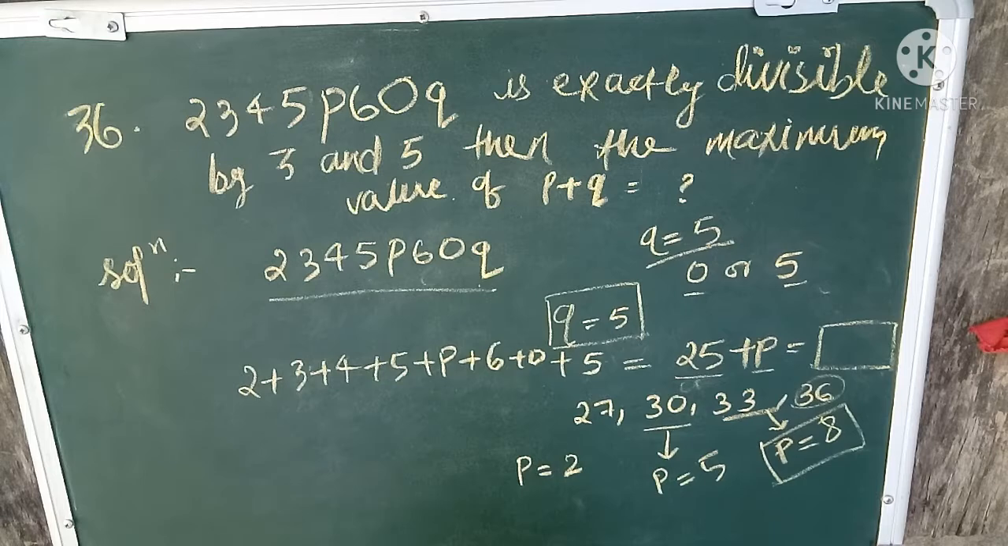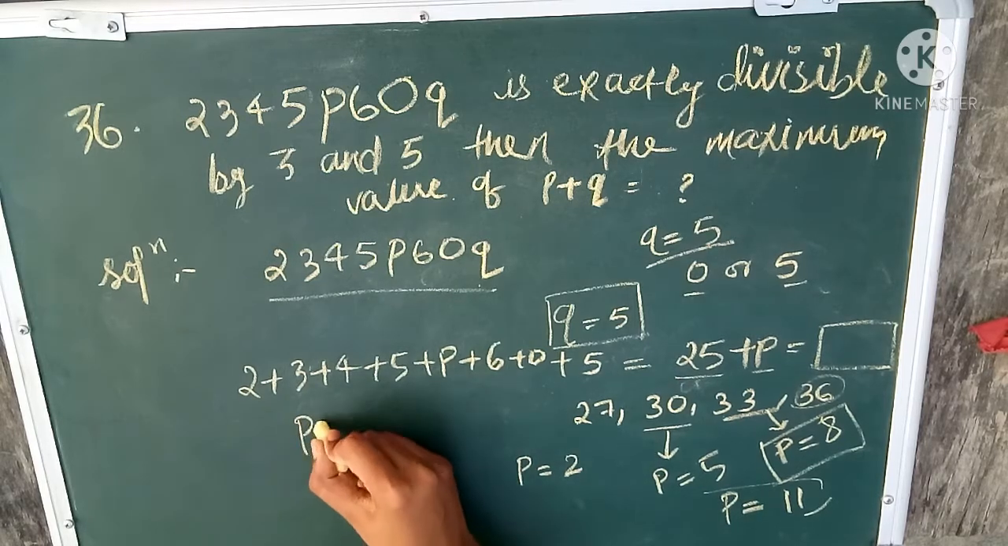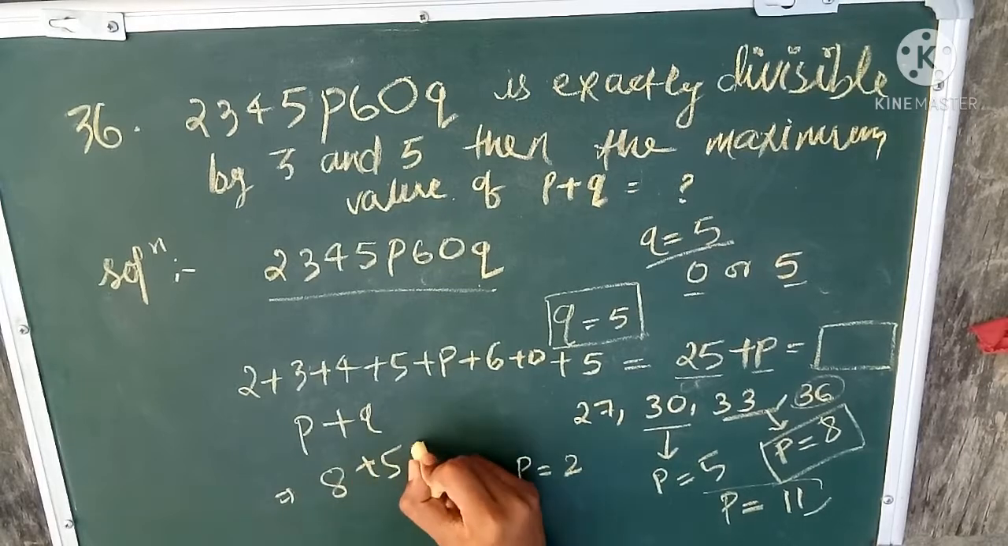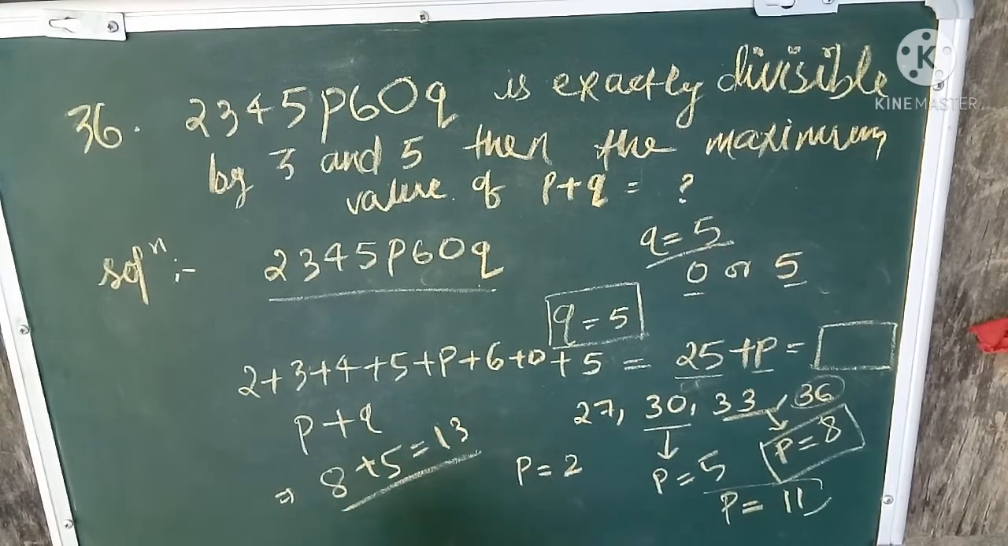In that case, we will get the value of P equal 11, which is a 2-digit number. So here we need to find out the value of P which is only a 1-digit number. So we can say that the maximum value of P will be here 8. Now we will find the sum of P plus Q, which will be equal to 8 plus 5, which is 13. Moving on to the next question, question number 37.